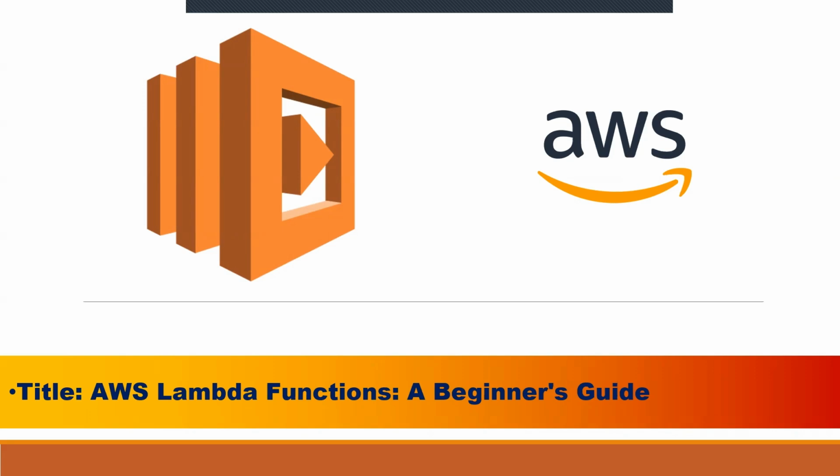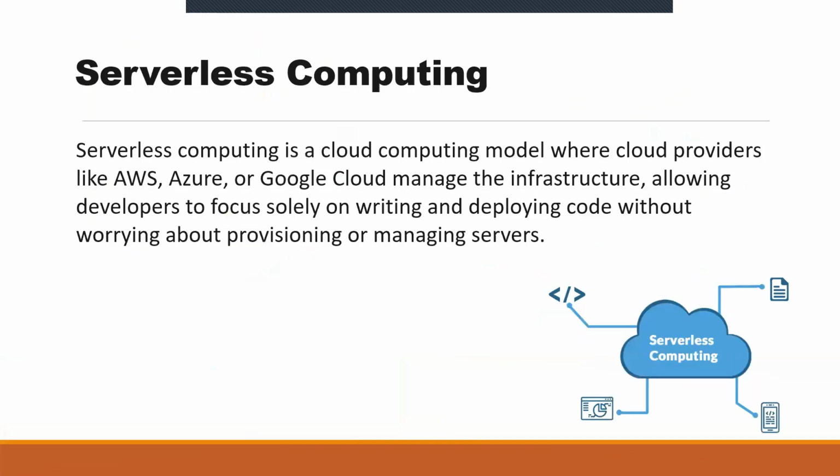So the title of our video is AWS Lambda Functions, a beginner's guide. So let's start. First, we will see what is serverless computing. Serverless computing is a cloud computing model where cloud providers like AWS, Azure, or Google Cloud manage the infrastructure, allowing developers to focus solely on writing and deploying code without worrying about provisioning or managing servers.